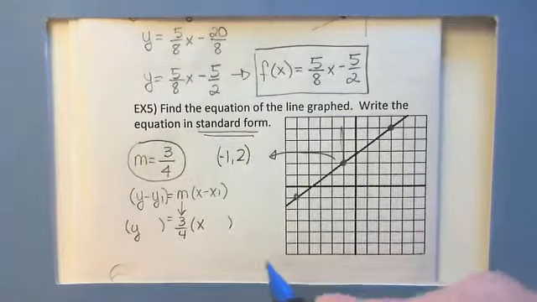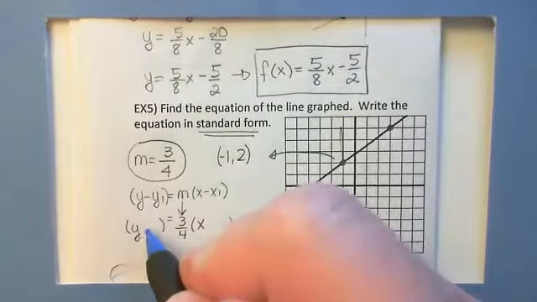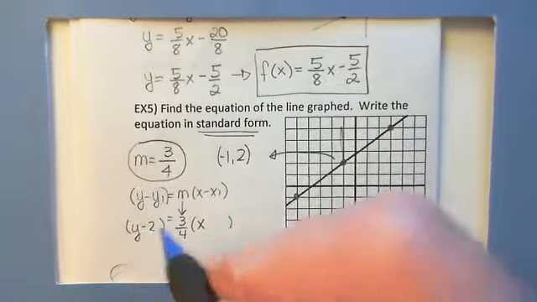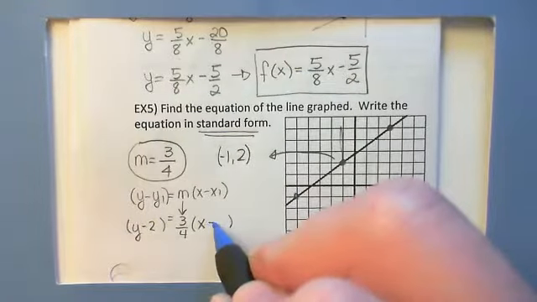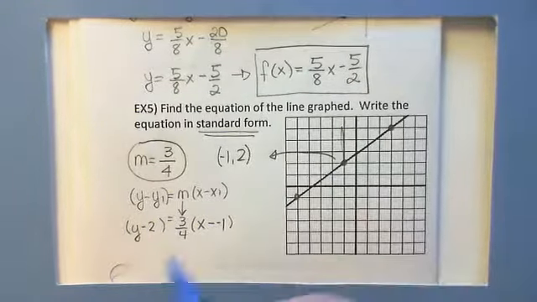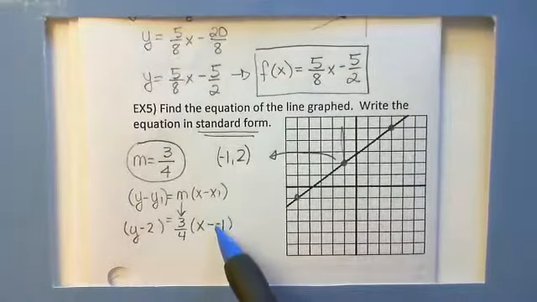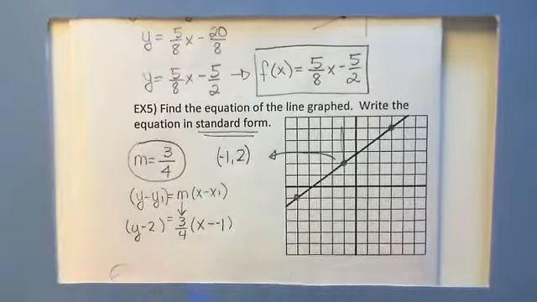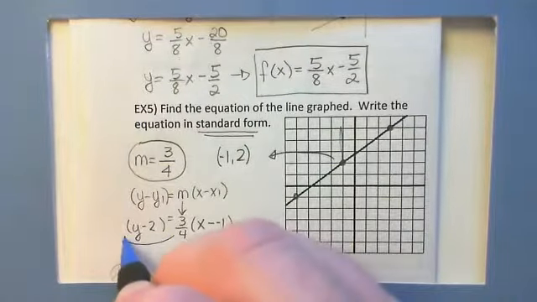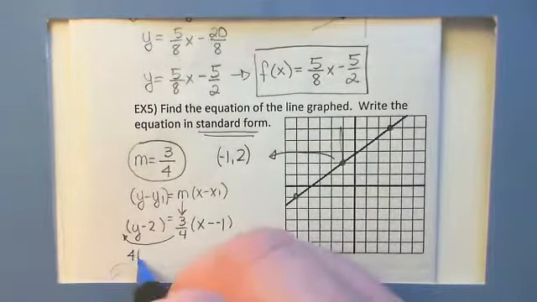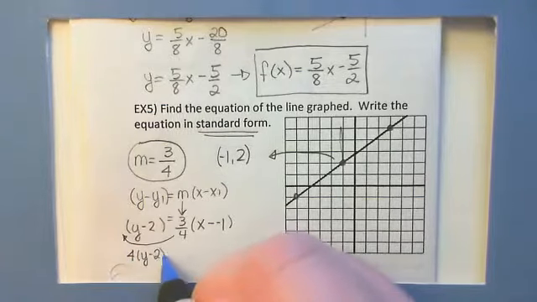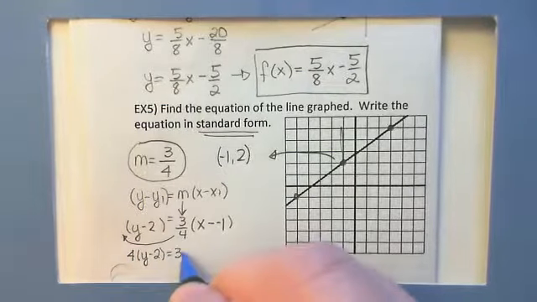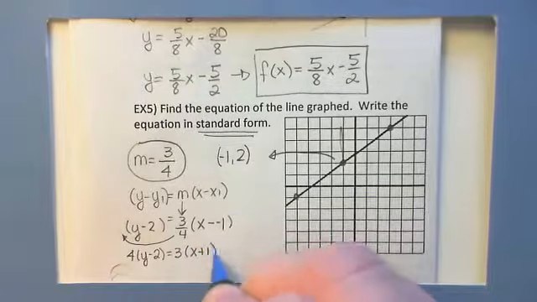Alright, so with that, we're going to put -2 for y1, and we're going to put -1 for x1. Notice there is a negative that comes from the formula and a negative that comes when we plug in the value of x1. Alright, let's move the 4 to the other side. So this would be 4y minus 2, and this is 3x plus 1.